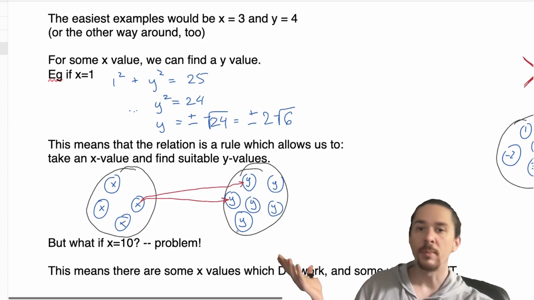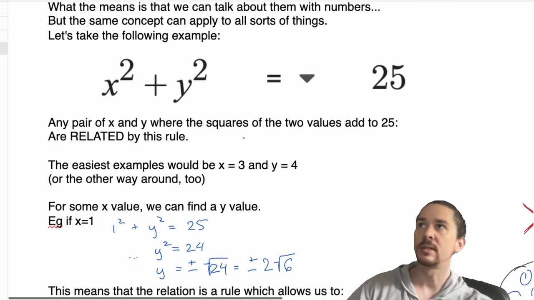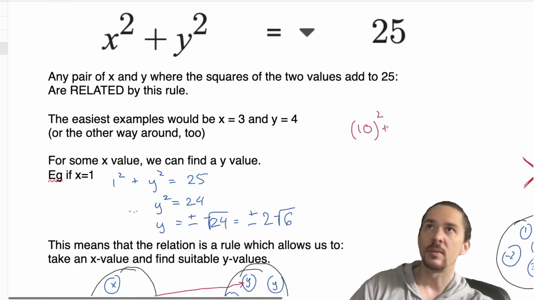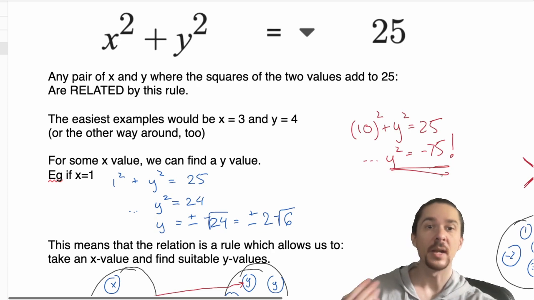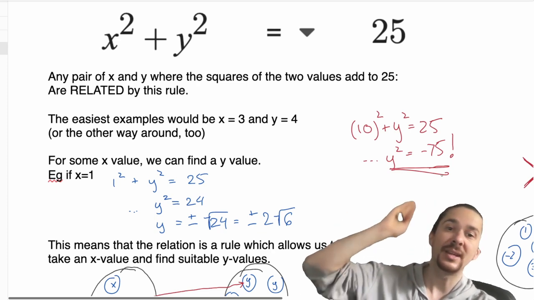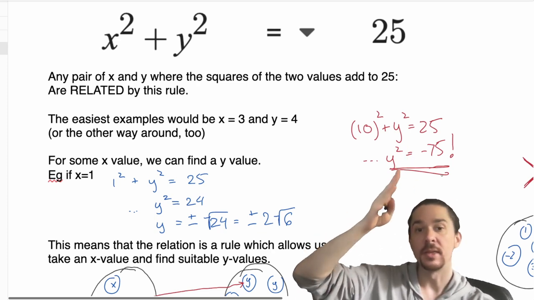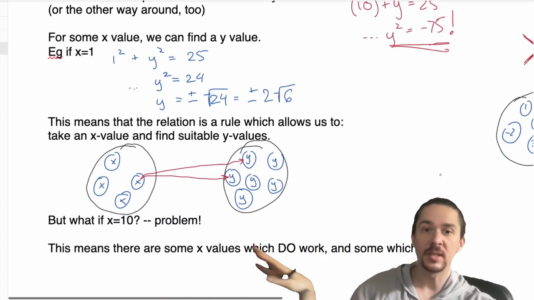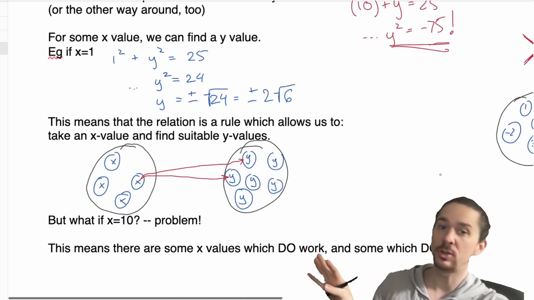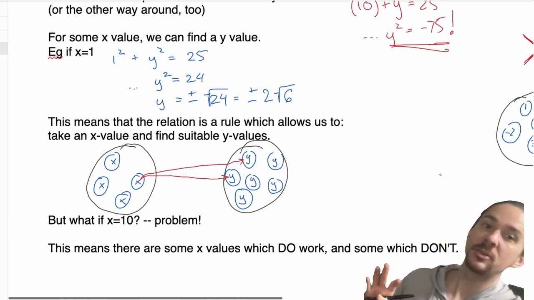Well, we have a problem then, because if x equals 10, then 10 squared plus y squared equals 25, which means y squared equals -75. And this is a problem because we can't square root -75. And so what we get from this is that there is no y value that will work if x equals 10. So if x equals 10, we have a problem. This means there are some x values which do work and some x values which don't.